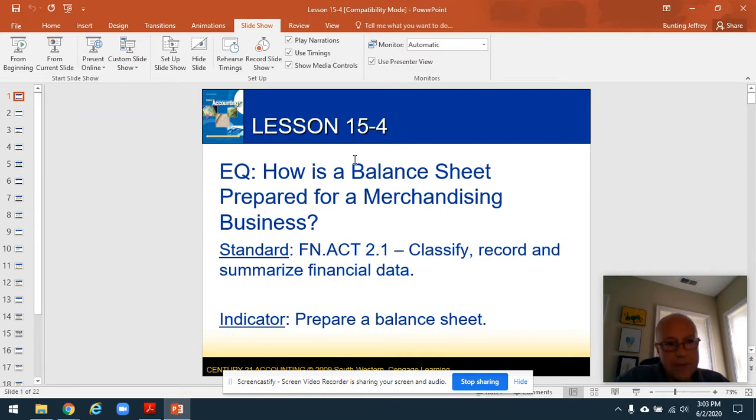So if you remember back from Chapter 7, the big things I wanted to remind you of were that there are four sections to the balance sheet: the heading, obviously, the asset section, the liabilities section, and the owner's equity section. We have the same thing here on the balance sheet for a merchandising corporation.